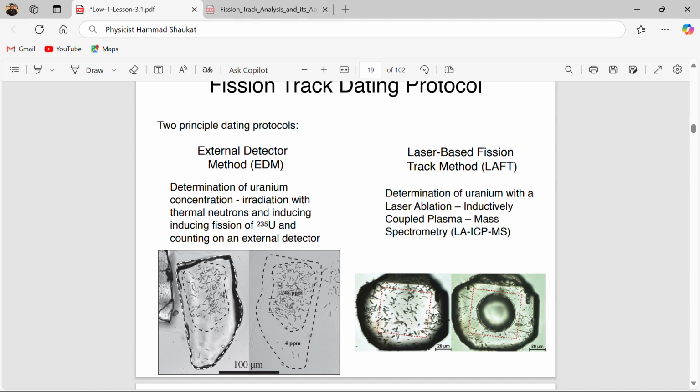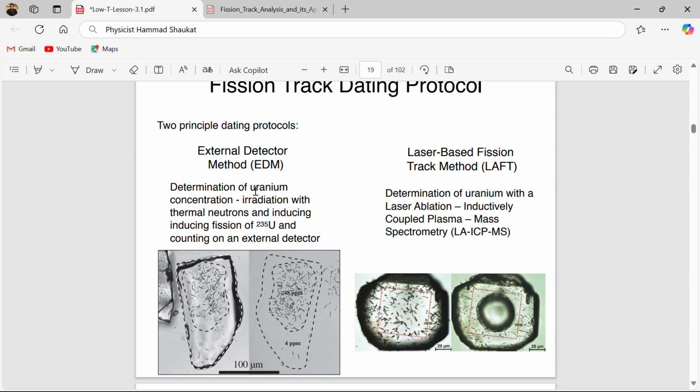So what is the external detector method? EDM is for the determination of uranium concentration: irradiation with thermal neutrons, inducing fission of uranium-235, and counting on an external detector. So for that we use an external detector in the external detector method.